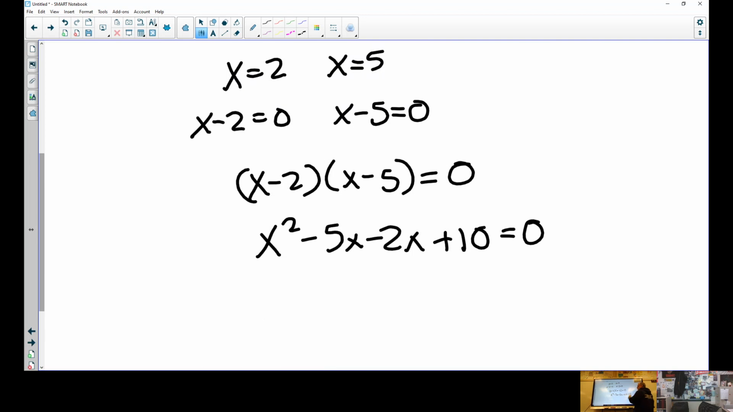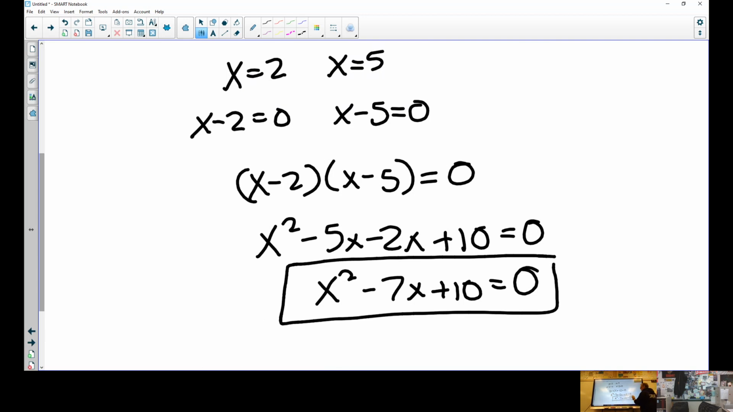Got to have that equal 0 because it's not an equation without that. And then we simplify. X squared minus 7x plus 10 equals 0. We have our quadratic equation. It is in standard form. We are good to go. Easy peasy, right? All right, let's do another one.